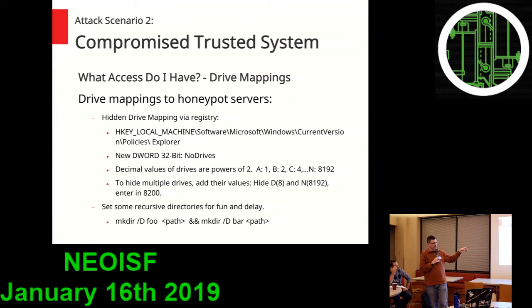The drive mapping letters are powers of two, so 1, 2, 4, 8, 16, 32, 64, 128, and so on. So if you have an N drive you want to hide, you create this DWORD value and give it an 8192 decimal value, and now anything mapped to N on that end user system will not show up in the Windows GUI. Again, it will still show up from the command prompt, so if someone has access to that box, they'll see that drive mapping is there, but the end user should ignore it.